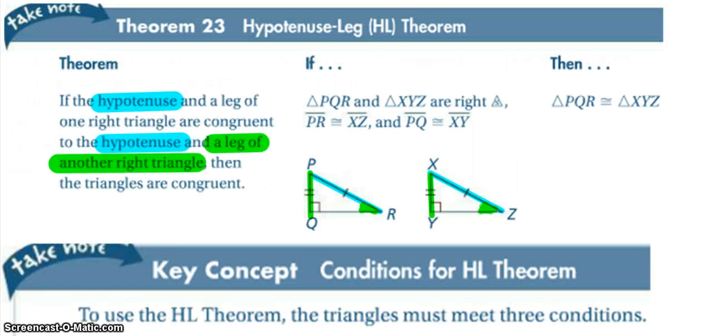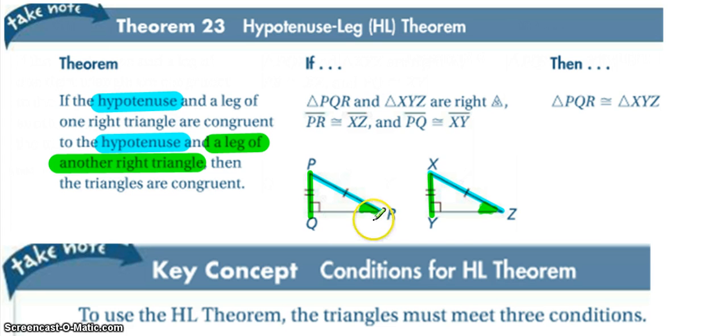So now we have theorem 23, our hypotenuse leg theorem, and it states that if the hypotenuse and leg of one right triangle are congruent to the hypotenuse and leg of another right triangle, then these triangles are congruent. Now what you might be thinking is, well, wait a minute, this is that side-side-angle that I just told you you can't use.